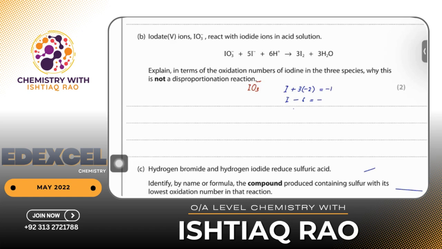So why is this not a disproportionation reaction? Because the condition for a disproportionation reaction is that the same substance is being oxidized and reduced. So this is plus 5, this is going to be minus 1, and this is 0, right? This is 0.